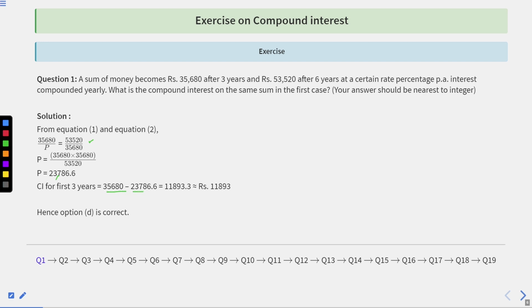So the compound interest for 3 years is equal to 35,680 minus 23,786.6, which is equal to 11,893.3 rupees, which is nearly equal to 11,893 rupees because it is asked to find the nearest integer. So the nearest integer is 11,893. So the option correct here will be option D.